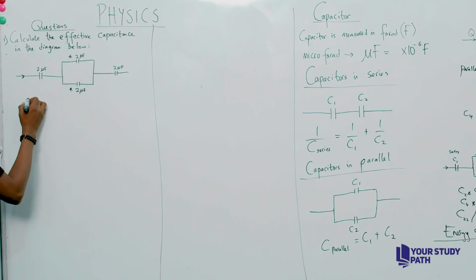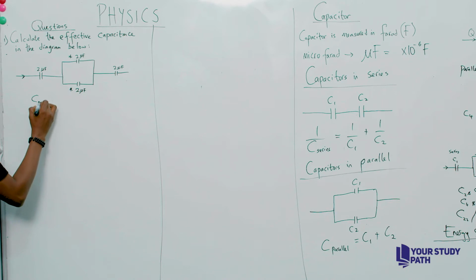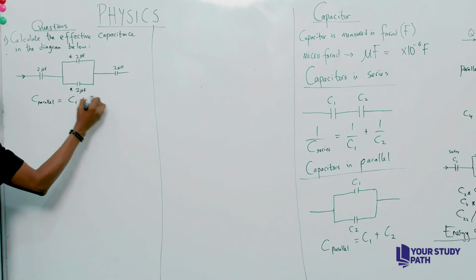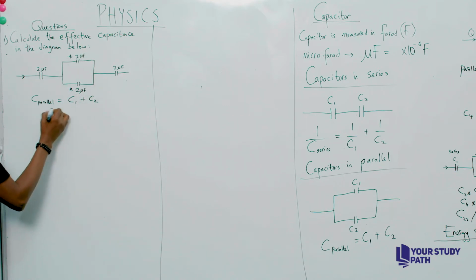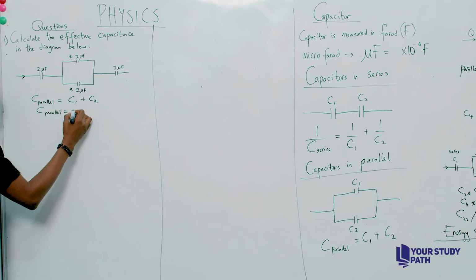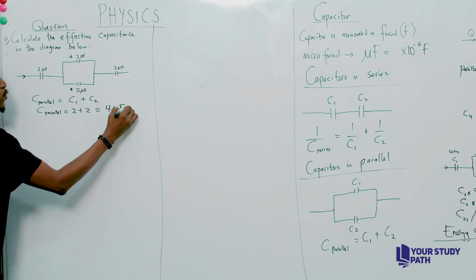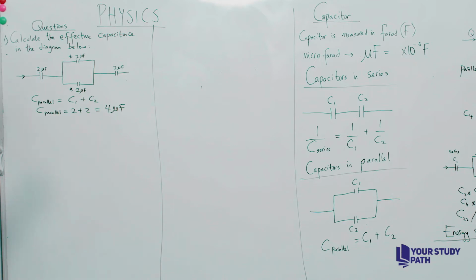As such, we have that C parallel becomes equal to C1 plus C2, representing the first two. So we are going to say that C parallel becomes equal to 2 plus 2, and that becomes 4 microfarad. The new diagram becomes something like this.